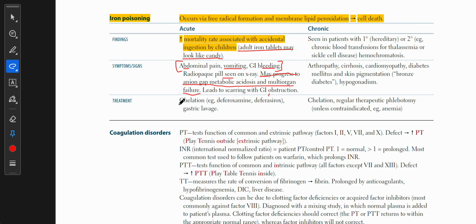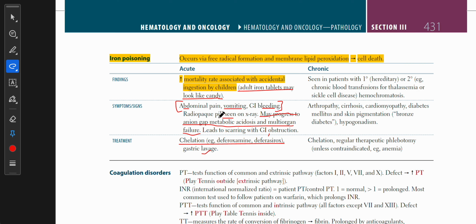The treatment is chelation, that is deferoxamine or deferasirox is used, and also gastric lavage is done. Gastric lavage is done. And in the chronic cases, what actually happens is they are seen in patients with primary or hereditary and also secondary, for example chronic blood transfusion for thalassemia or sickle cell disease, due to hemochromatosis.